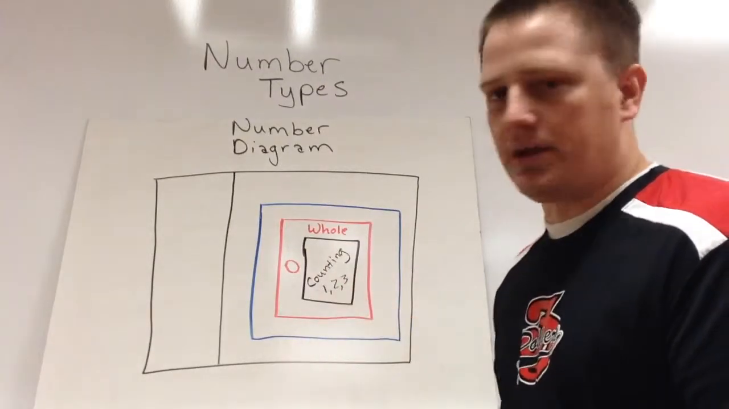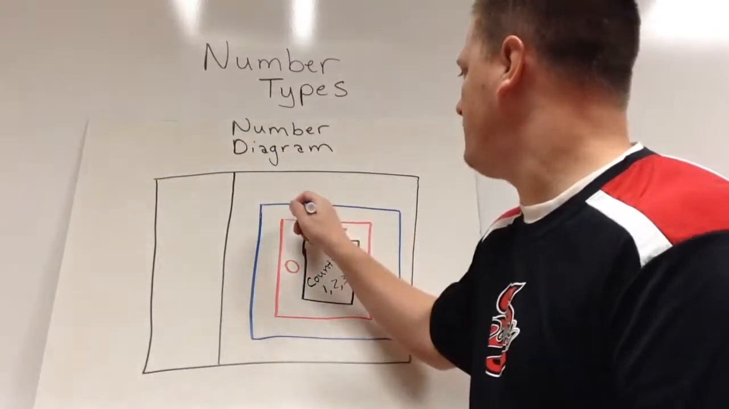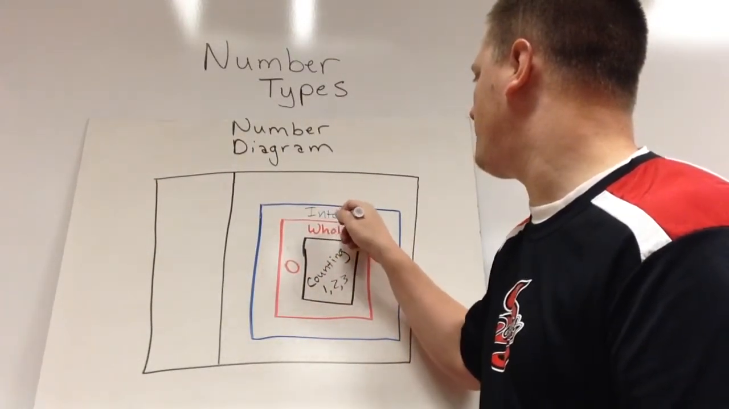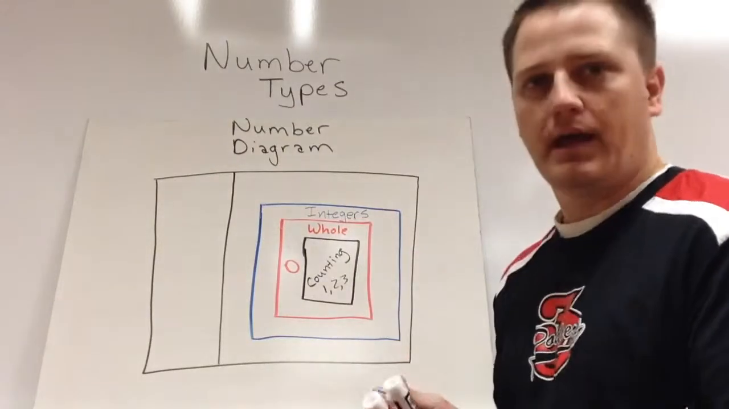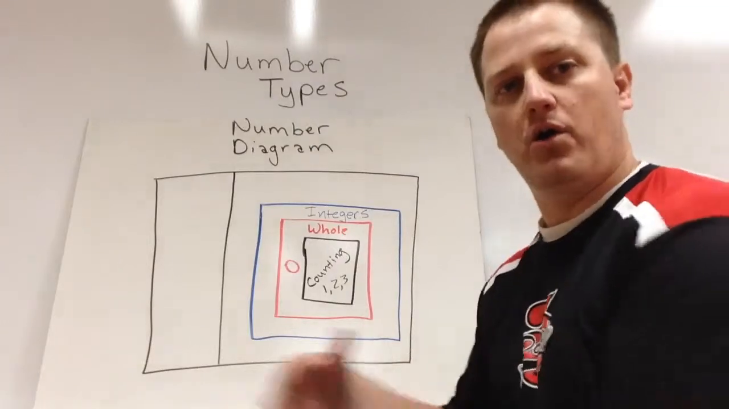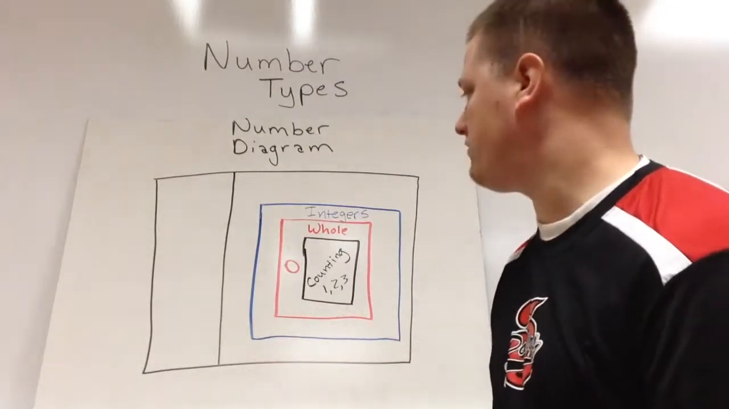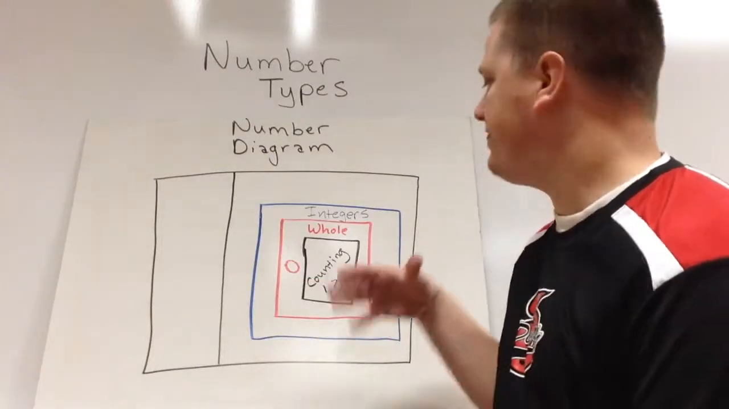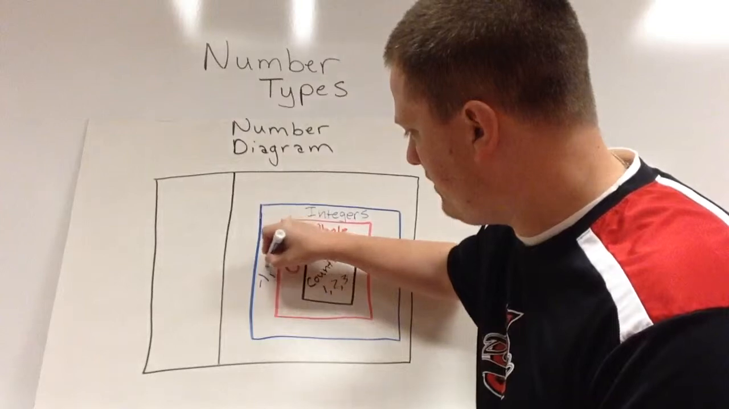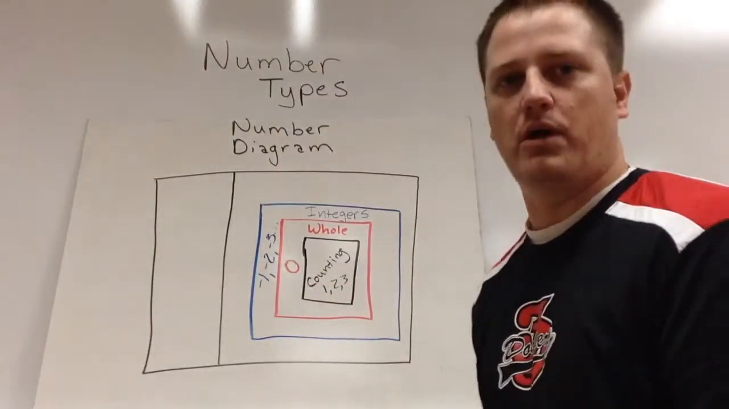After whole numbers, we add some more numbers in with it. And what those are called are the integers. Now the integers include whole numbers and counting numbers. So a whole number is also an integer. A counting number is also an integer. But then we add in the negative counting numbers, such as -1, -2, -3, and so on.